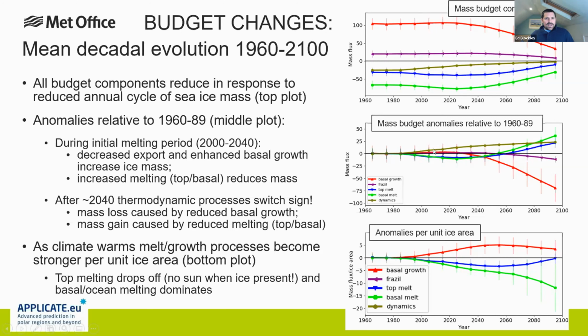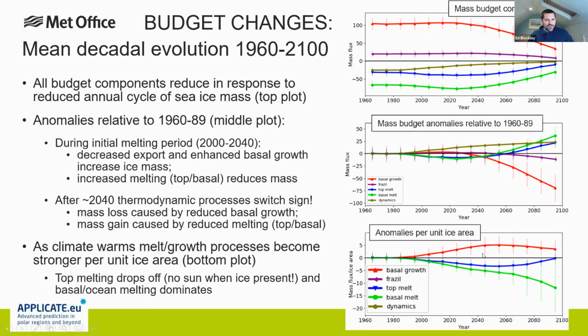the ice is actually increasing in mass because of decreased export and relatively more increased basal growth being decayed by more melting. But this changes after about 2040 and the sign actually changes for these thermodynamical processes. So then ice loss is being driven by lack of basal growth rather than more ice melting.